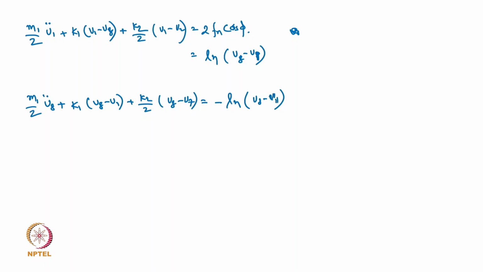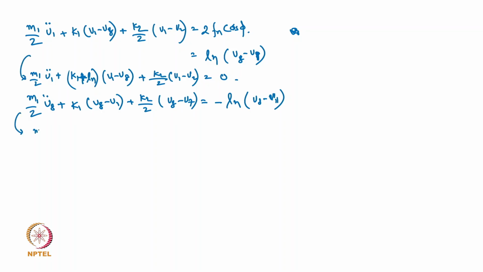Okay, that way we are able to get those two equations. So this equation can also be rewritten this way: m1 by 2 u1 double dot plus (k1 plus ln) into (u1 minus u8) plus k2 by 2 into (u1 minus u2), that should be equal to 0. So that's the same equation, I can write it like this.